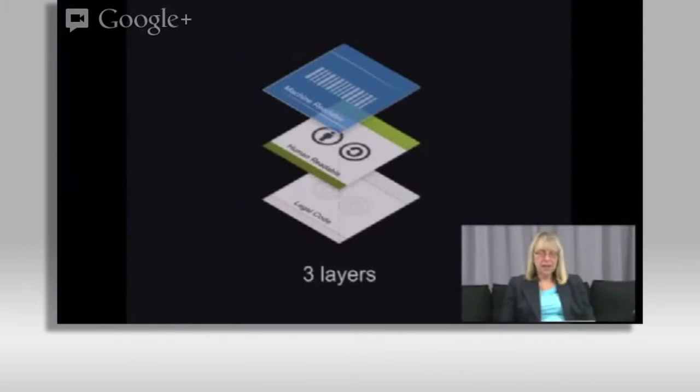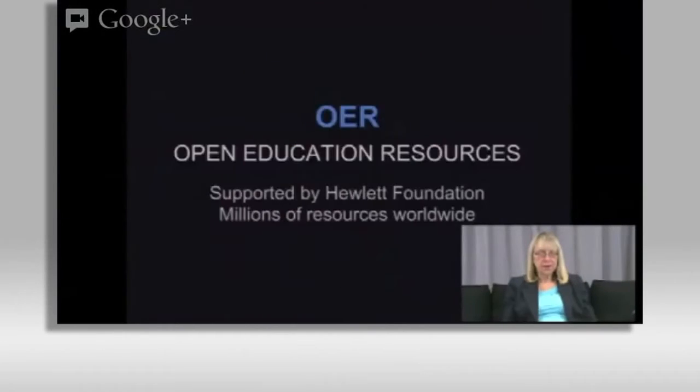So there are 3 different layers of the license, just so that you understand it. There's a machine layer, machine readable, human readable, and a legal code. So there are 3 different layers to the license. You can go to the website. There's a more detailed explanation there. But basically, it makes it really easy to have your license travel on the web.